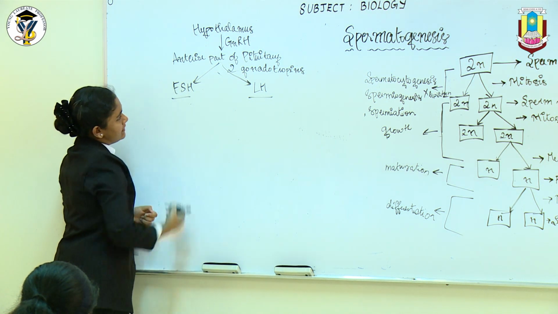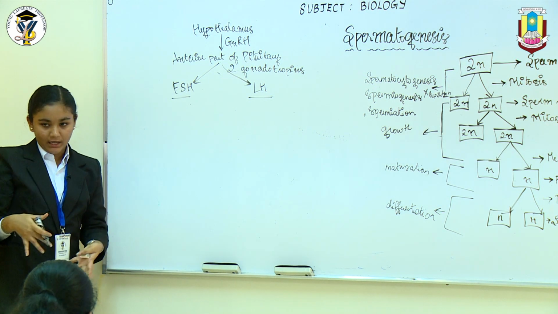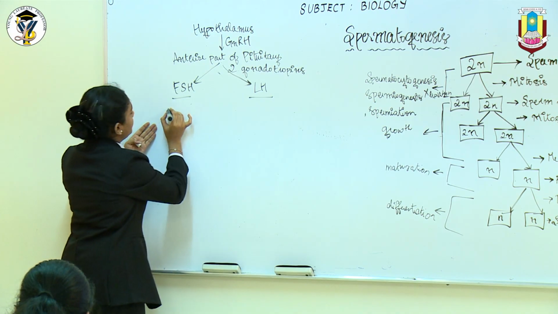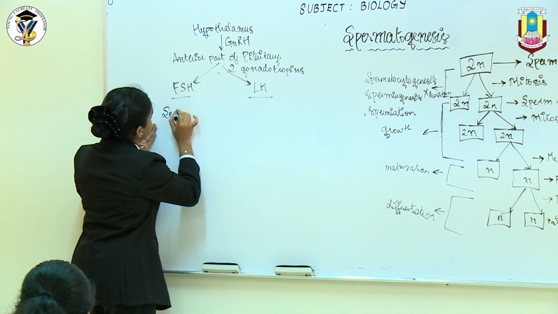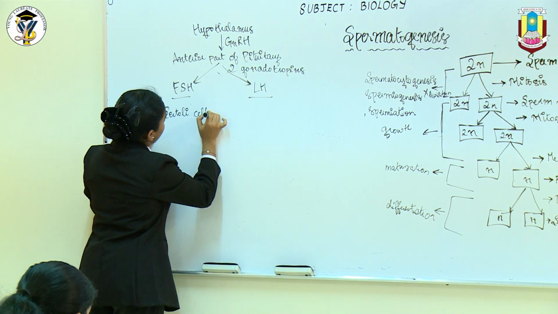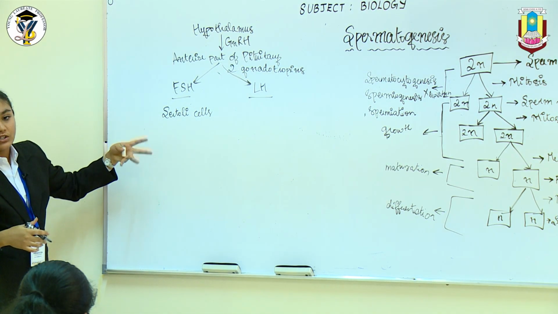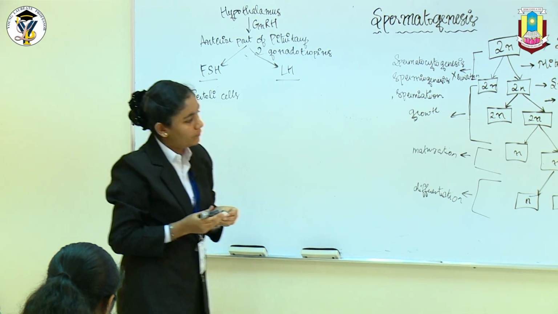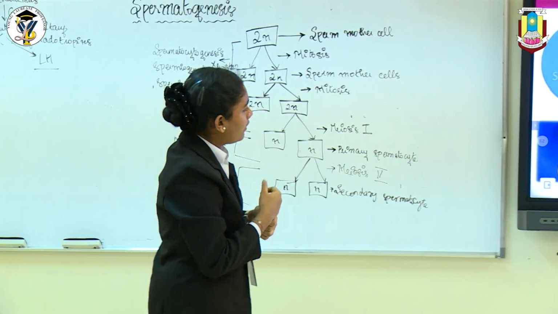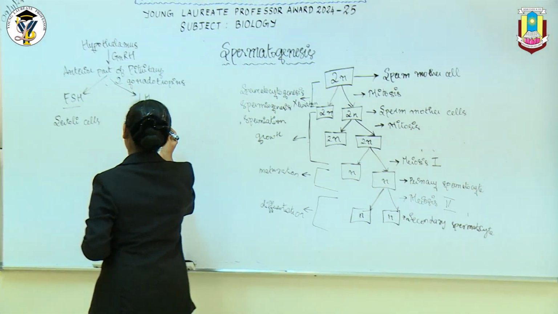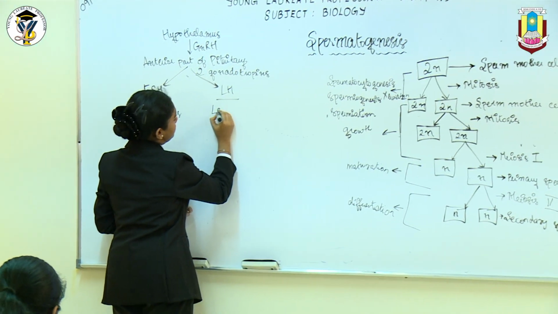This follicle stimulating hormone gets mixed with the blood and it enters into the Sertoli cells. These Sertoli cells are triggered due to the release of the follicle stimulating hormone. And the luteinizing hormone, that is LH, triggers the Leydig cells.